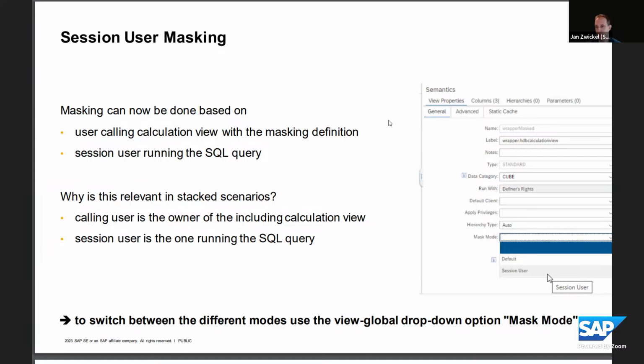Now with this new feature, you have the option to choose whether you want the calling user as in the past, or whether you want to use the session user. If you select under semantics and general the mask mode session user, then the session user is checked, which means if I run a query, my privileges are checked and I see the columns either unmasked or masked depending on my own privileges.